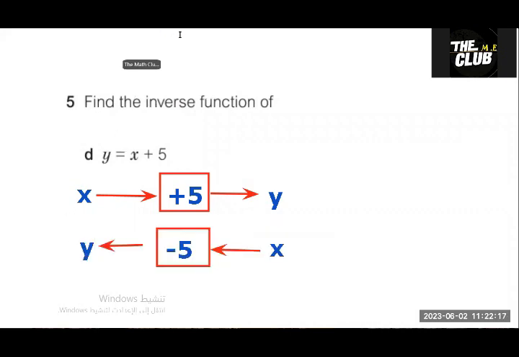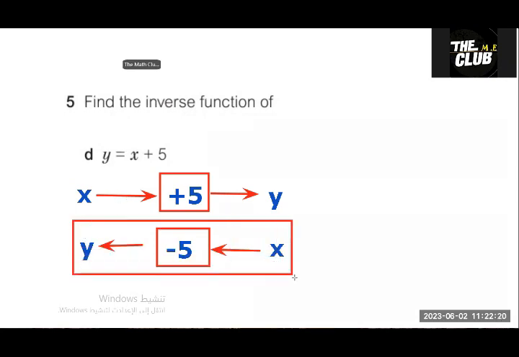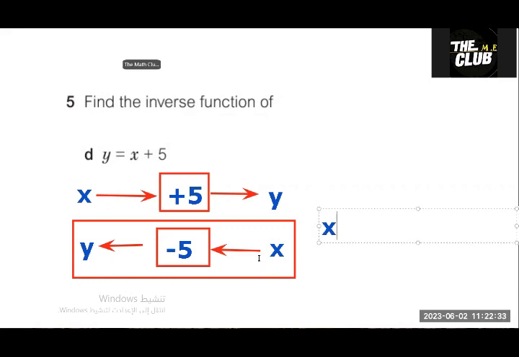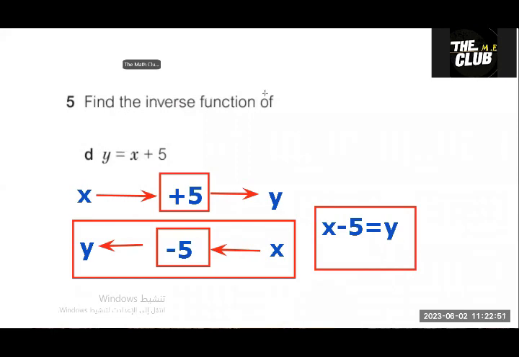Now, after finding the inverse function, I'm going to write it as an equation. Focus, guys. We always write the inverse function as an equation, not the first function, because the first function is this equation. The inverse function, I'm going to turn it into an equation like this. I always start with the x. What's happening to the x? Minus 5. Good. So I'm going to put minus 5. So put the minus 5 after the x, not before the x. And then it will give me y, so equal y. And this is the inverse function of question D. Now, let's move on to the next one.